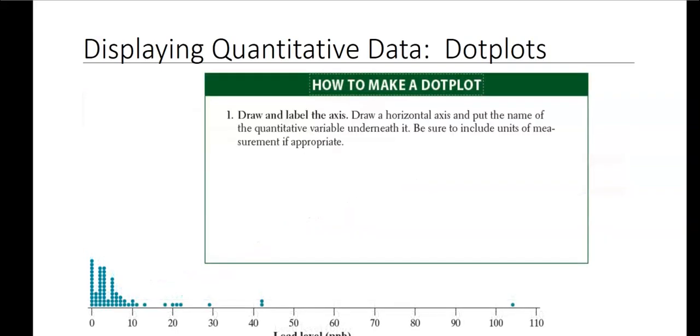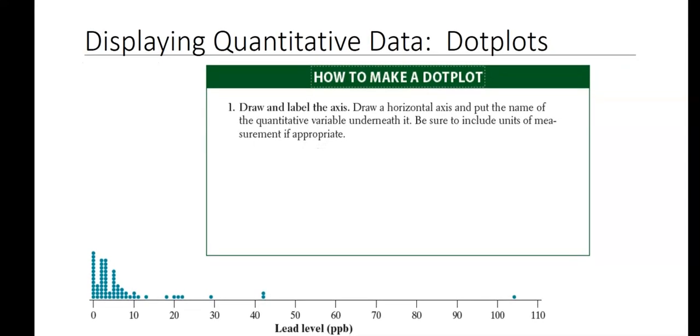How to make a dot plot. There are 3 steps. You want to draw and label the axis. The most forgotten step there is actually to label the axis. Make sure you put a label at the bottom or something. The scale should all be by the same amount. You're going up by 10s here, so you want to have that consistent. Don't make the scale haphazard. I see that sometimes as well.